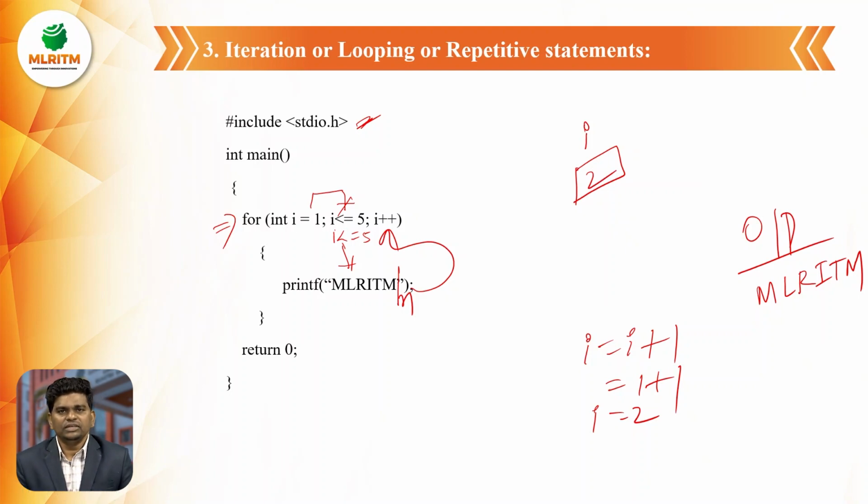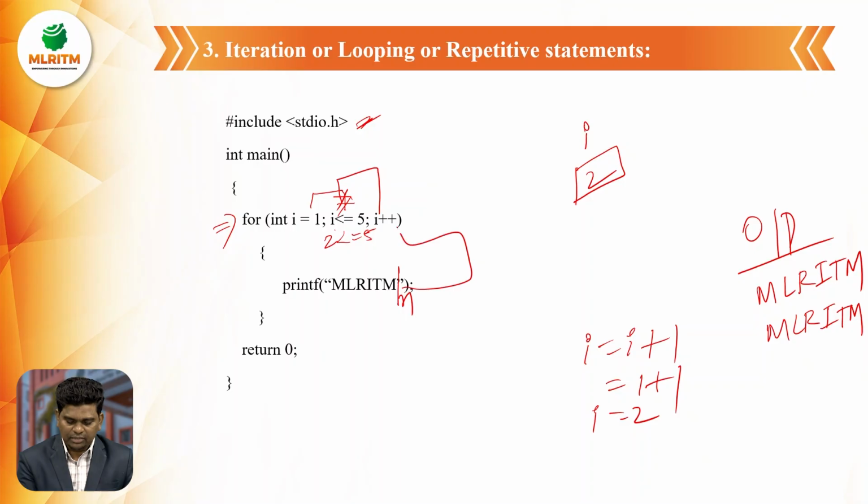Next, after modification, the compiler again goes back to the conditional part. Again check: what is the condition here? i less than or equal to 5. What is the i value in memory? 2 is the value. So now 2 less than or equal to 5. Yes, the condition is again true. So it enters into the block, again executes the statement, and displays MLRITM.